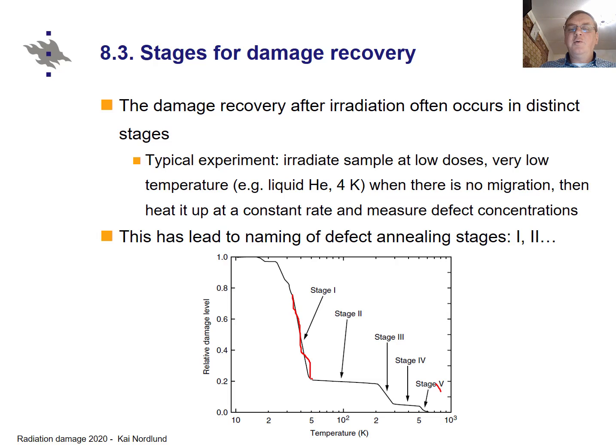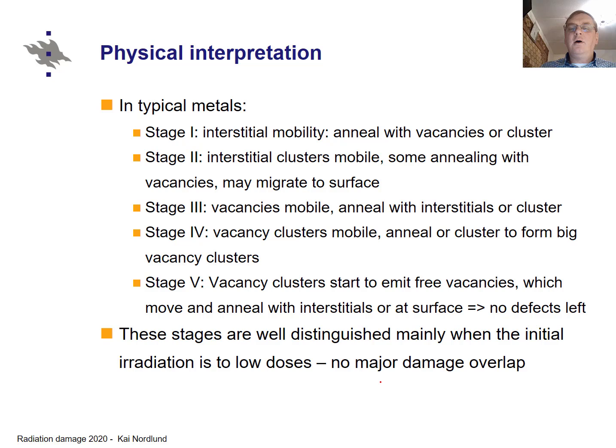Then there is a stage 2 which looks flat but is not quite flat. There is some recombination going on, and stage 2 is considered to be small interstitial clusters, where 2 or 3 interstitials are mobile, and some annihilate with vacancies, or some may migrate to the surface, and this reduces the damage level. Then stage 3 is vacancy mobility, and obviously when vacancies are mobile, this will enhance the annealing, and they can anneal with interstitials or form vacancy clusters.